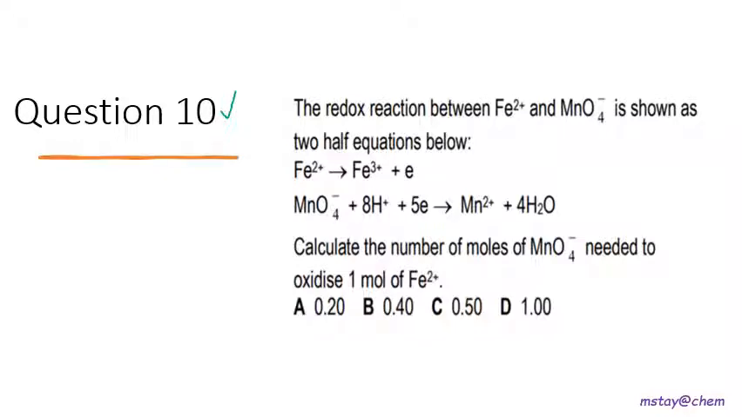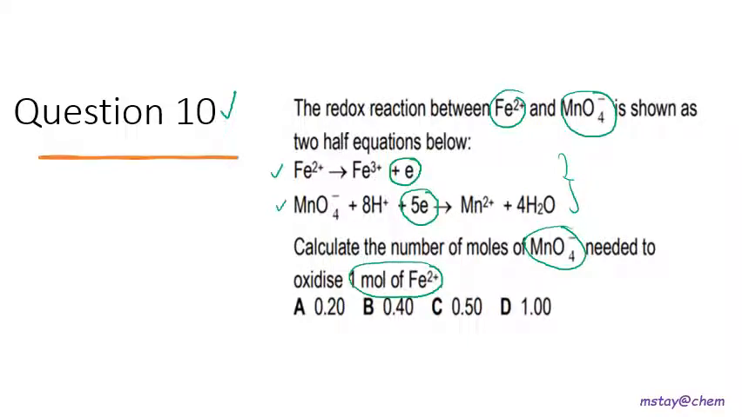Question number 10. The redox reaction between Fe2+ and MnO4- are given as below. So these are the two half equations. This question asks us to calculate the number of moles of MnO4- needed to oxidize 1 mole of Fe2+. So simply, we are going to combine these two half equations. But we notice that the number of moles of electrons in the first half equation is 1 mole only, while for the second half equation is 5 moles. So that means we are going to multiply the first half equation by 5.